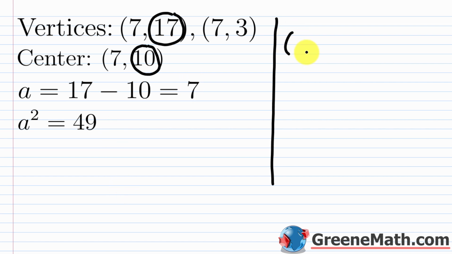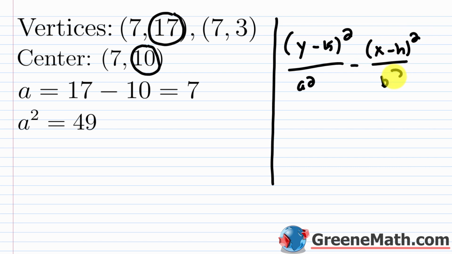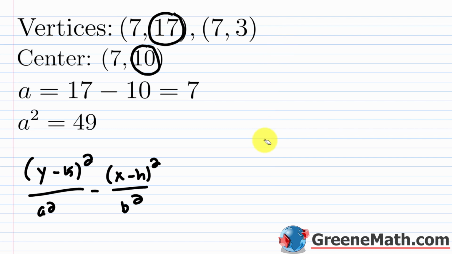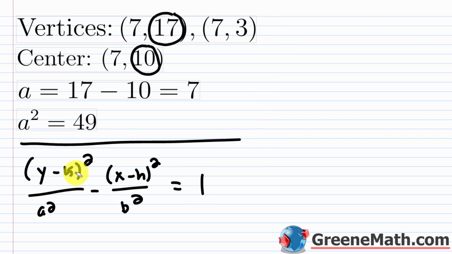So if I build this up right now, I'm going to use y minus k, quantity squared, over a squared, and then minus x minus h, quantity squared, over b squared. Let me actually move this over. And let me get rid of this border, and I'll put it like this. So this equals 1. Well, what do I know? I know that k is 10, and I know that h is 7, and I know that a squared is going to be 49. So how do I get b squared?